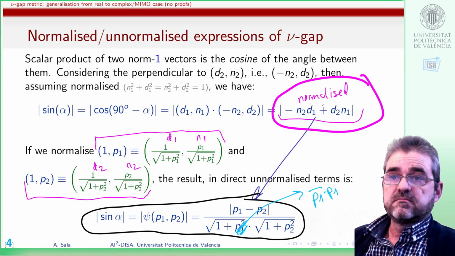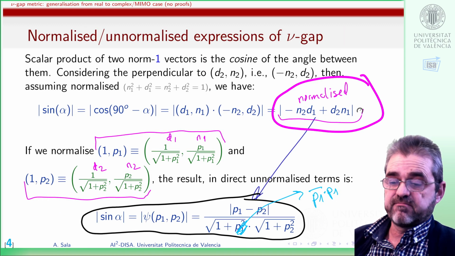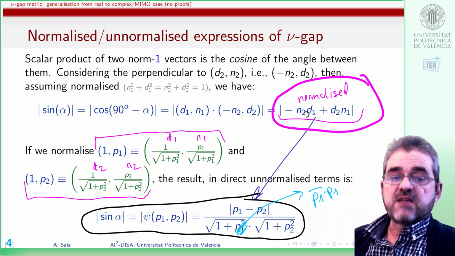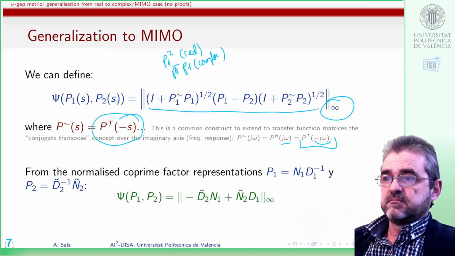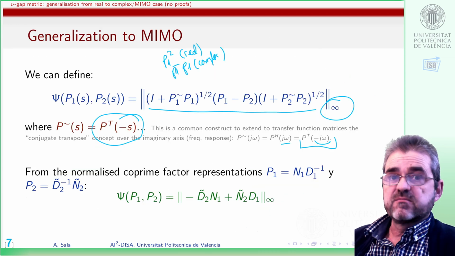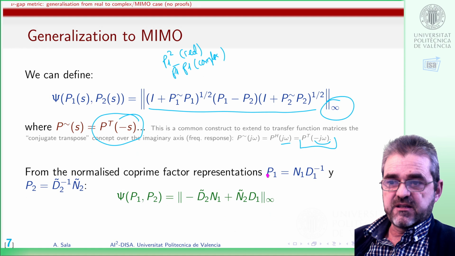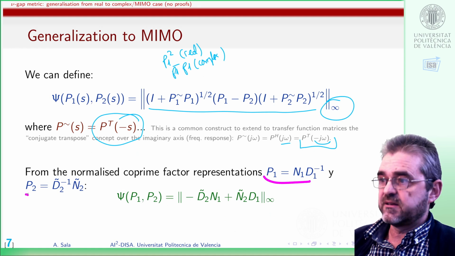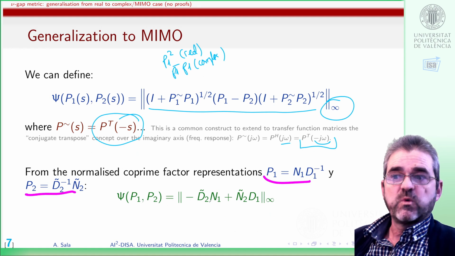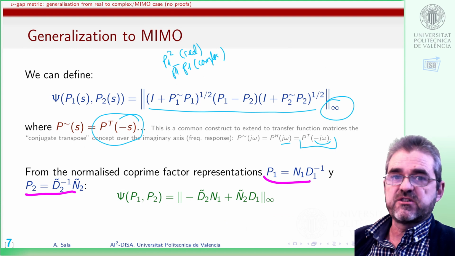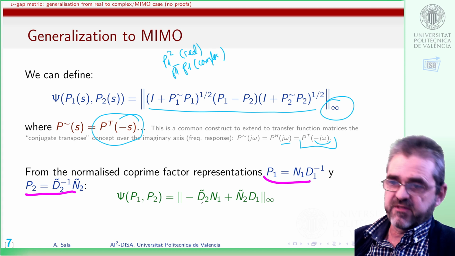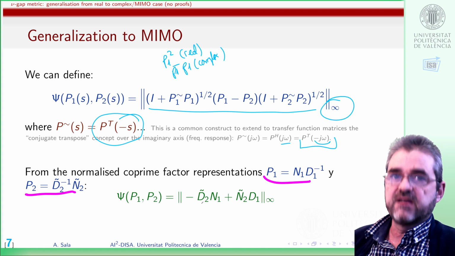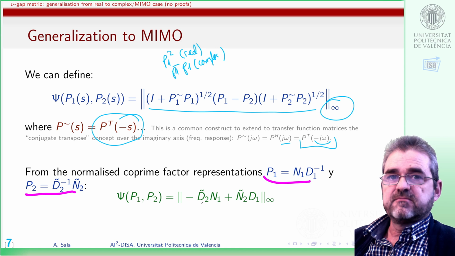Last, the generalization of this expression, or the change of sign, because we are just taking the absolute value in the real case. Well, in the complex multivariable case, we get this factorization of P1 and this one of P2. One of them is the left coprime factorization, another one is the right coprime factorization, because in matrices the order of the things is important.